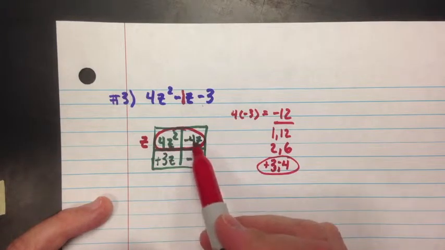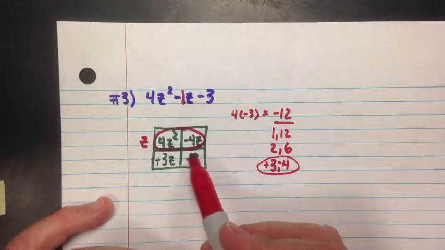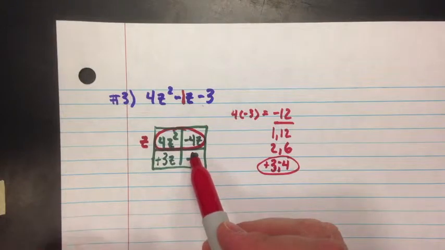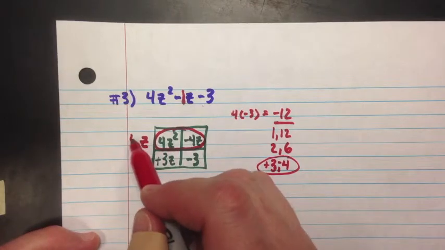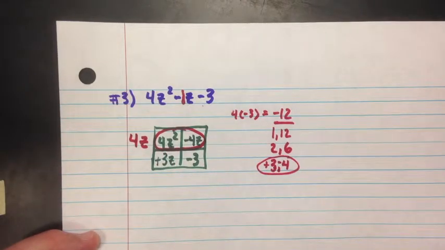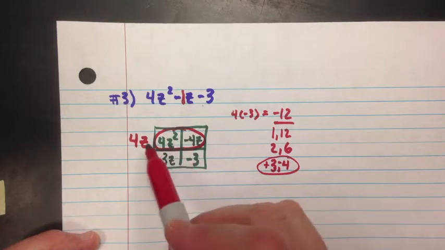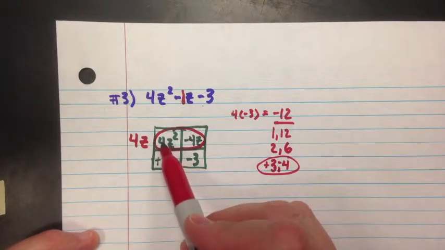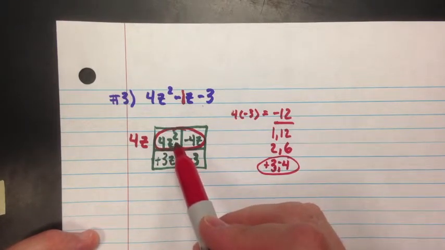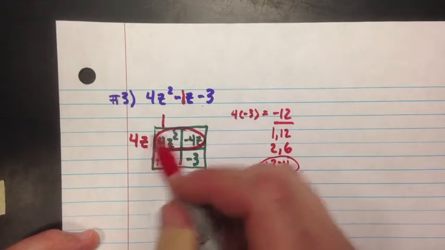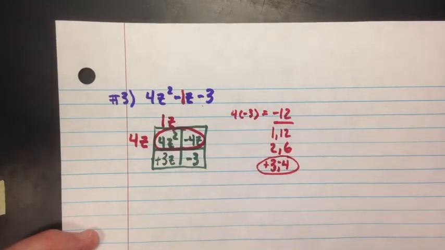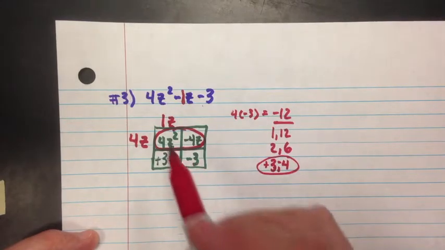How about 4 and 4? What goes into both of those? Now you might say 2, and that's correct, but we want the biggest factor that goes into both, and it's 4. Okay, so that's a 4z. 4z times what will give me 4z squared? Well, 4 times 1 is 4, so that's just a 1. Z times z is z squared, so that's good.